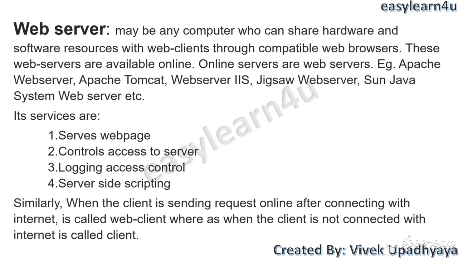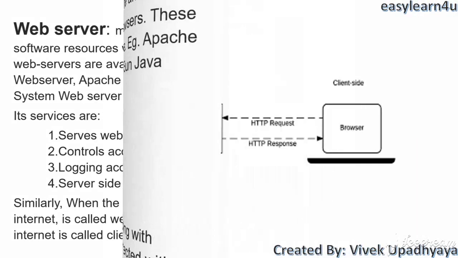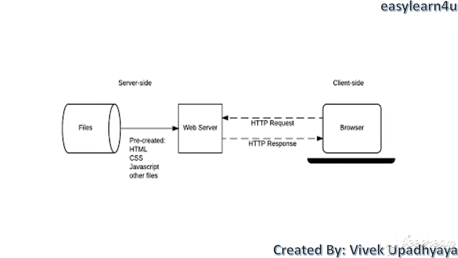So you can see the working of a web server like this, where your browser is sending a request, that is called an HTTP request, and your server is sending back your response, that is called an HTTP response, and your server is connected with files, which is called a database, where all the data sent by the clients gets stored through the web server.